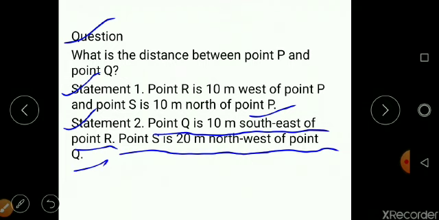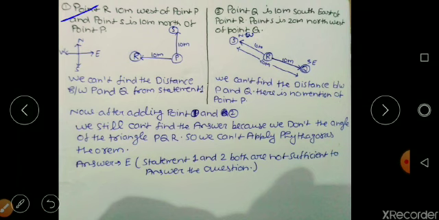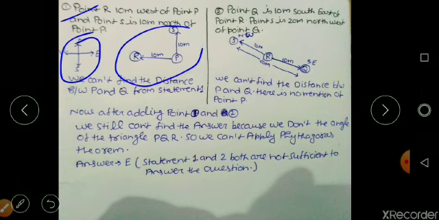So again what we will do, we will draw the diagram for the first statement, then we will draw the diagram for the second statement, and we will check whether the statements are sufficient to give the answer or not. So how will you draw the diagram? So here is the explanation. Statement first: point R is 10 meters west of point P and point S is 10 meters north of point P. Now this is the direction diagram. So from the direction diagram we will draw the diagram. So this is the diagrammatical representation of the first statement.